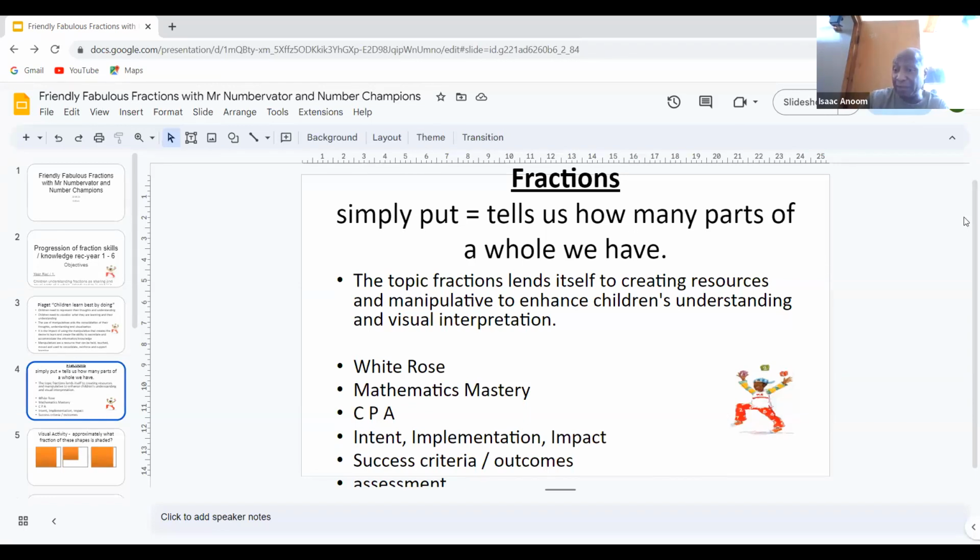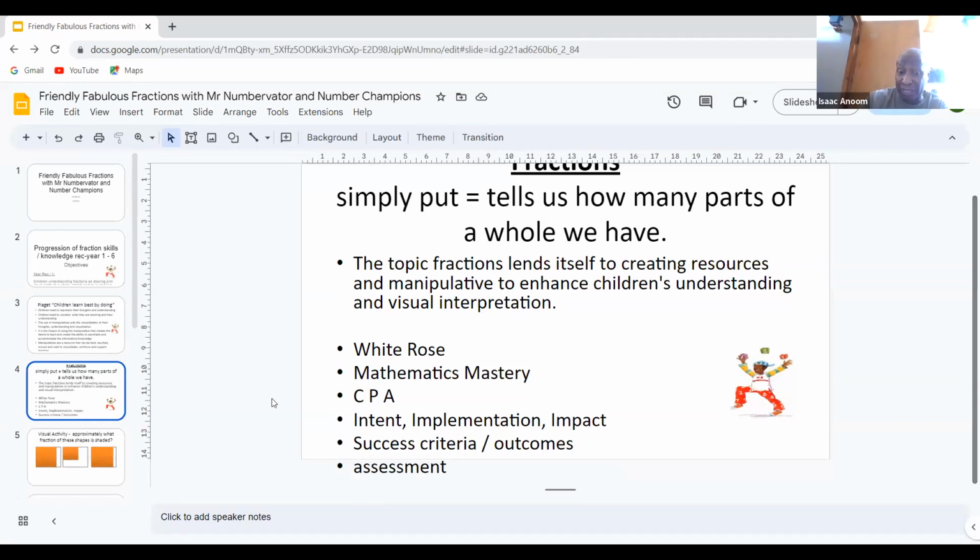These are just some of the documents and some of the books that you can get online. White Rose, a very, very popular scheme. Mathematics Mastery. We've got the CPA, which is concrete, pictorial, and abstract. And this is the way children move from one concept to another.